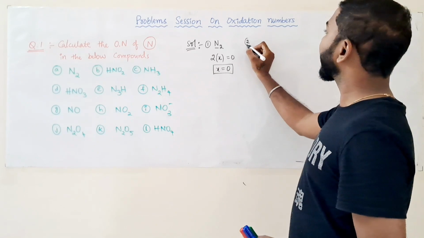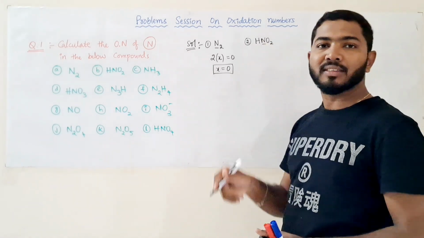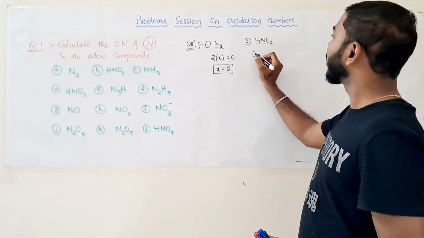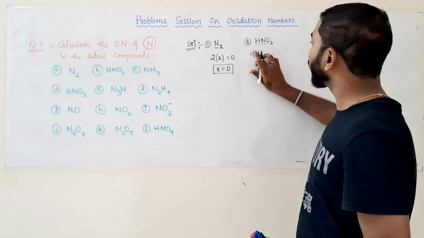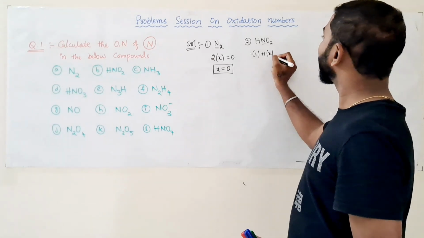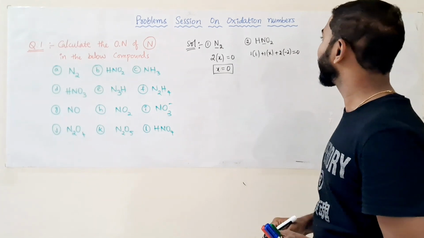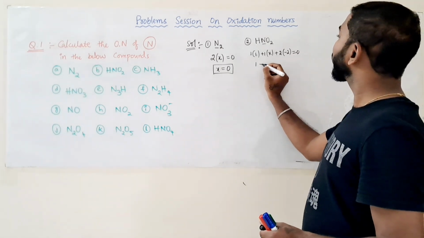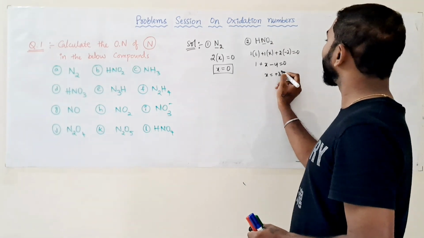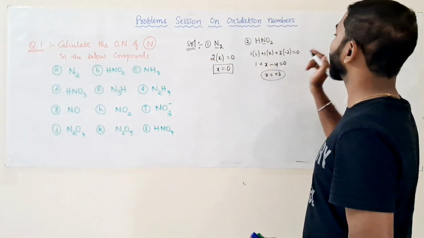The next one, the second one, is HNO2, called nitrous acid. In nitrous acid, how do we calculate the oxidation number of nitrogen? That is 1 into 1 for hydrogen, 1 into X for nitrogen, and 2 into, for each oxygen, we know it is minus 2. So finally we are going to get 1 plus X minus 4 is equal to 0. X is going to come out as plus 3. So the oxidation number of nitrogen in HNO2 is plus 3.